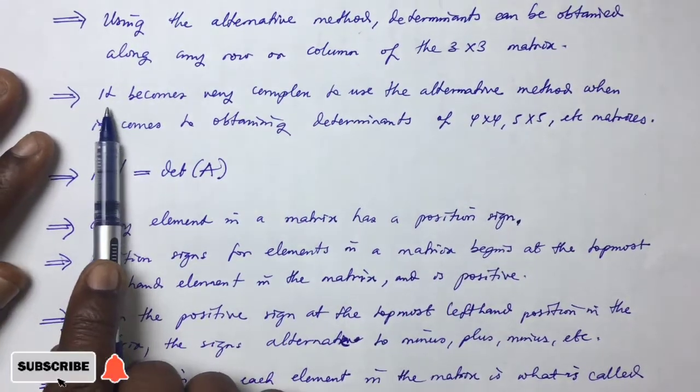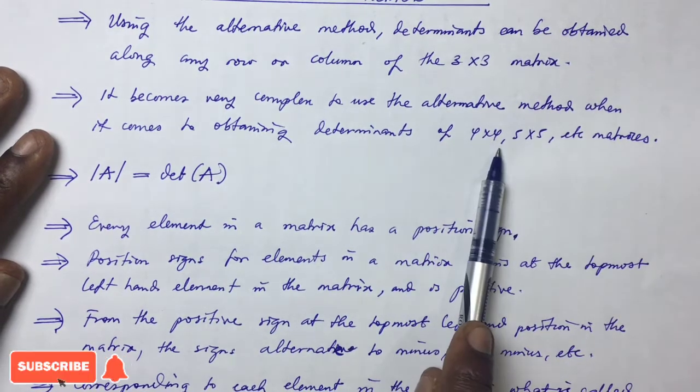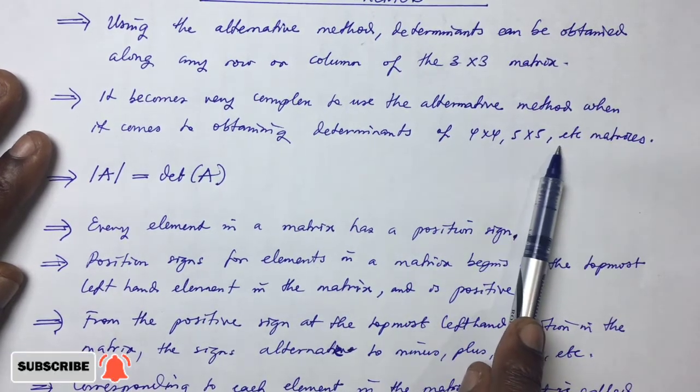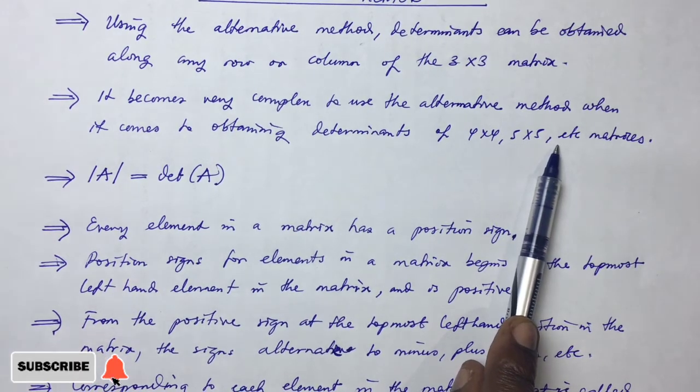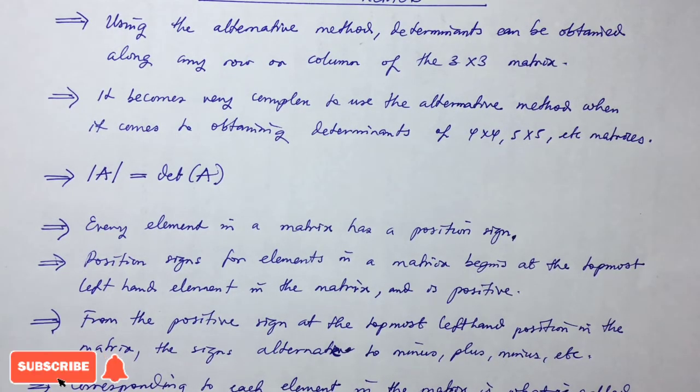Point number two to note is that it becomes very difficult to use this method if it is a 4 by 4 matrix, 5 by 5 matrix we want to obtain. Okay? If it is the determinant of a 4 by 4 matrix or 5 by 5 matrix or 6 by 6 as it increases. Okay? So it becomes very difficult when the order of the matrix increases from 3 by 3 to 4 by 4, 5 by 5. It becomes very difficult to obtain the determinant of a matrix when the order increases.